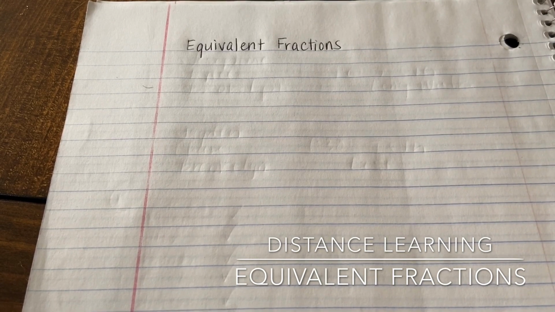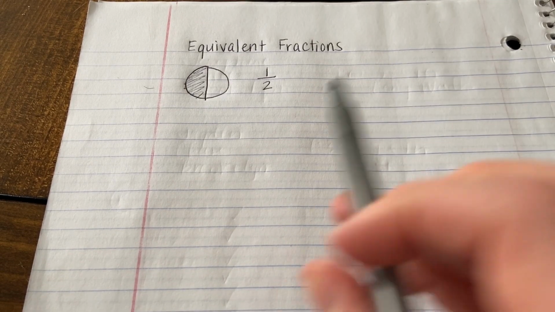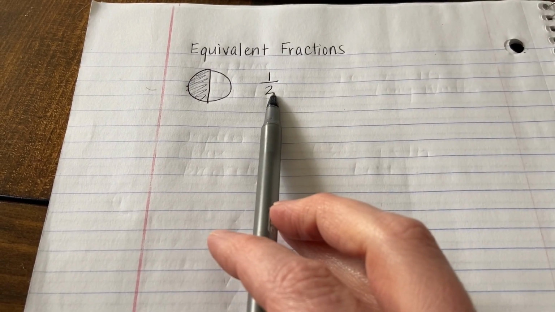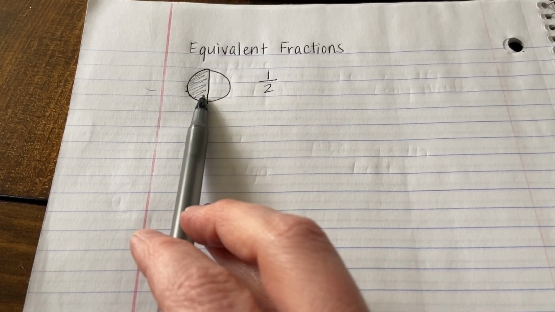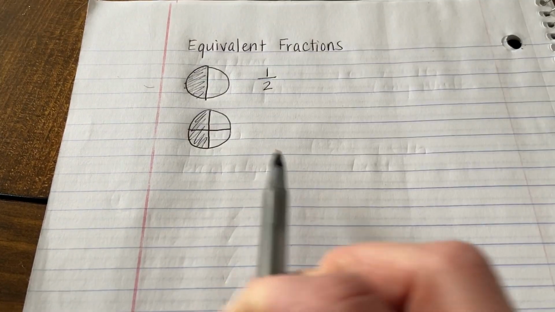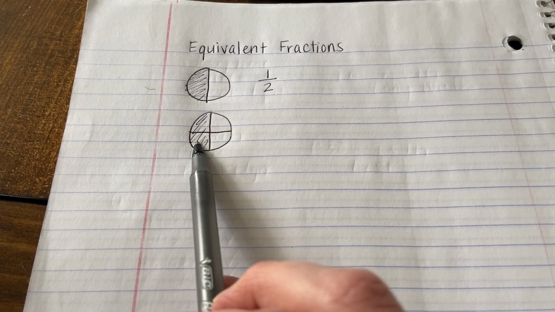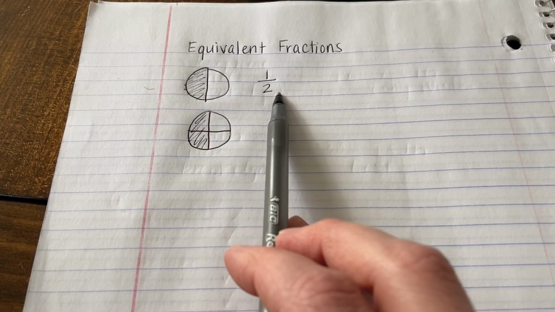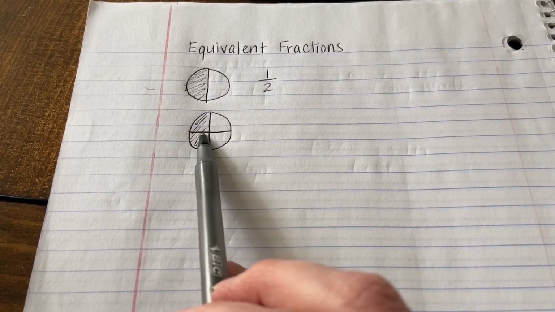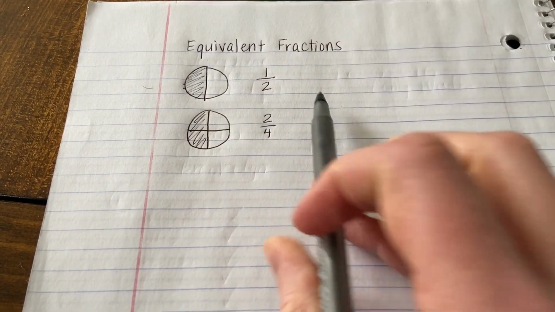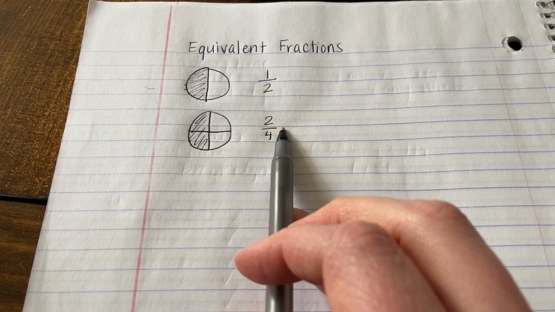If I had a pizza and it was cut into two equal halves, and I ate half of it and was left with half, I would write that fraction as 1/2. But what if that same pizza, instead of being cut into two halves, was cut into 4 equal pieces? If I still ate half of the pizza, how much of the pizza would I be left with? Well, you could say 1/2, that's still the same amount of pizza that's left, or you could say 2 out of 4, or 2/4. So the fractions 1/2 and 2/4 are equivalent because they represent the same amount.